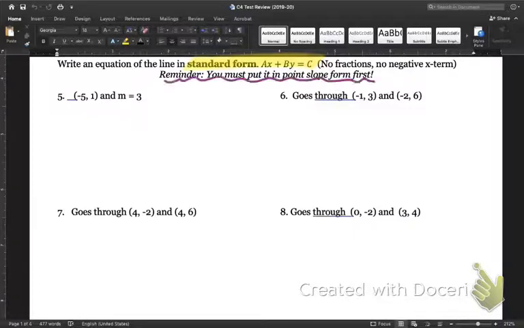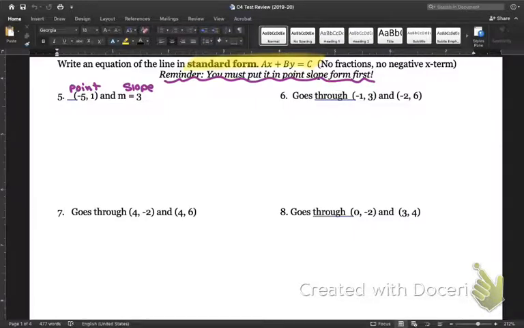Now it does also say, reminder, you must put in point slope form first. That's only because we can never go directly into standard form, no matter what information we're given. We always have to put it in either slope intercept or point slope form. I always just say point slope form because that's the only one we really have to worry about instead of having to choose. So if we look at number 5, we've got a point and a slope.